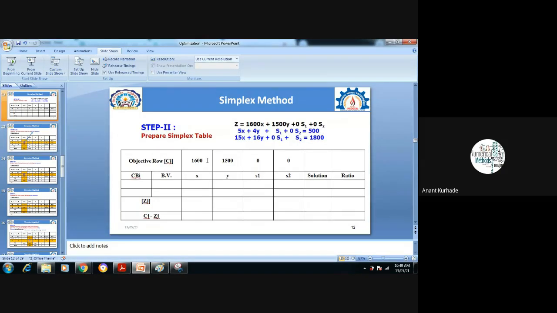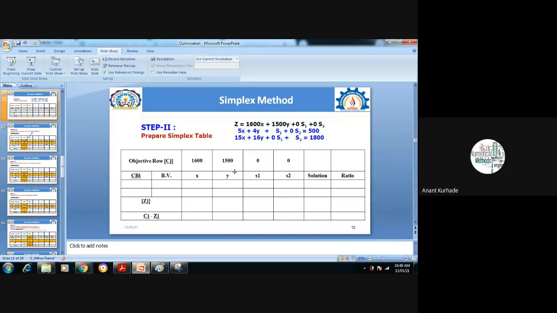Now you have to think about the first constraint and second constraint. Up to this, any doubt? How to show the objective function in tabular form? Clear?